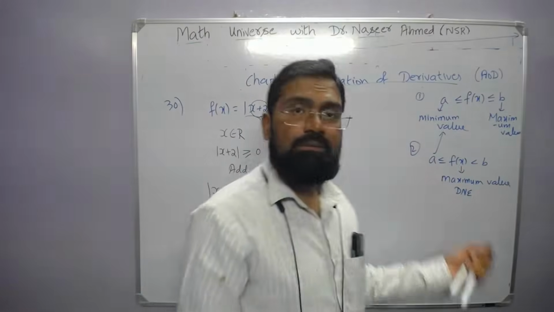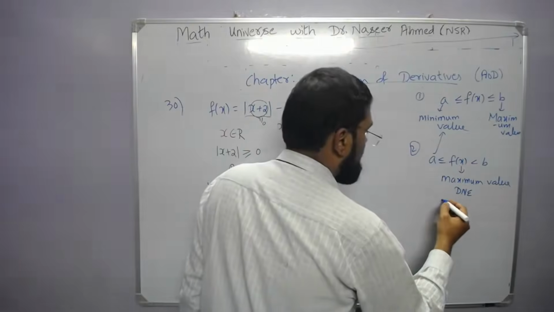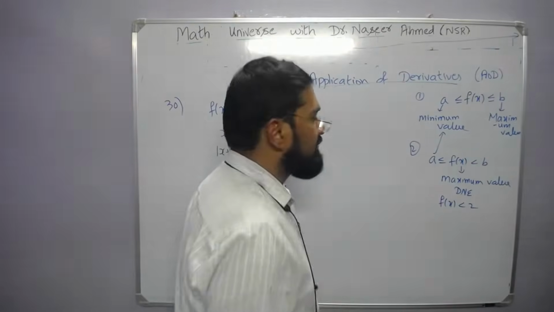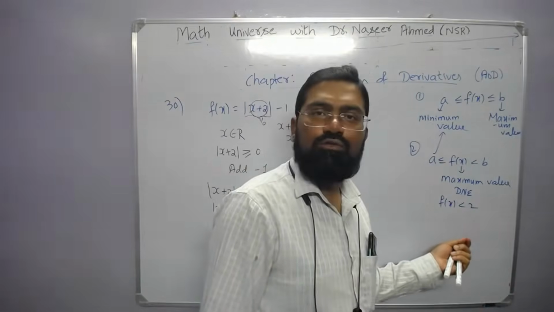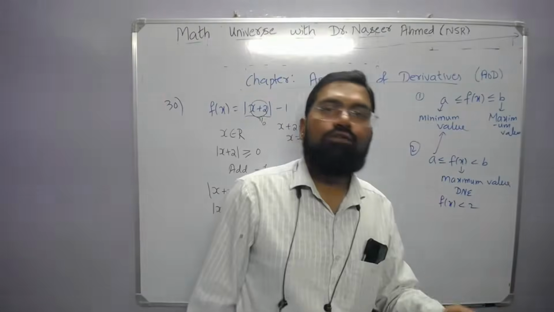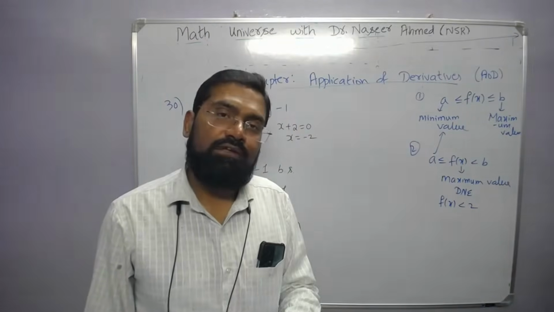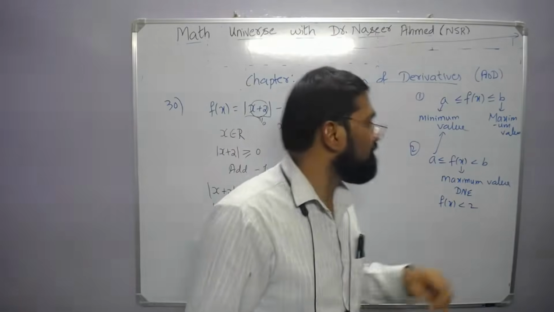Then you might say, sir, b minus 1. No, see, if I've got any function, for example f of x less than 2, you can't say f of x is 1. No, I can have any number less than 2, like 1.9. Sir, then you fix it to 1.9. No, I can say it can be 1.9999. I hope you got the point. It cannot be fixed when it is strictly less than.